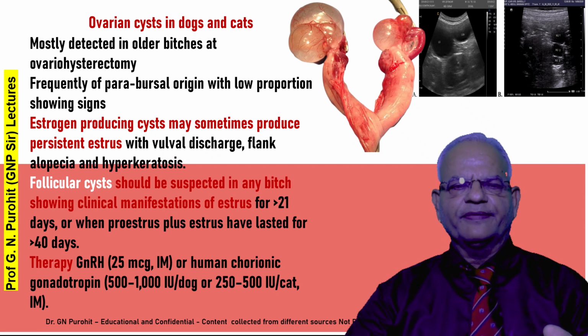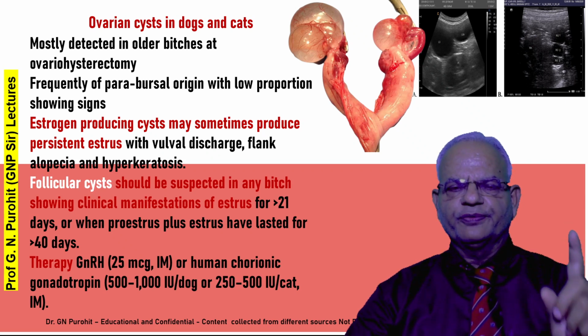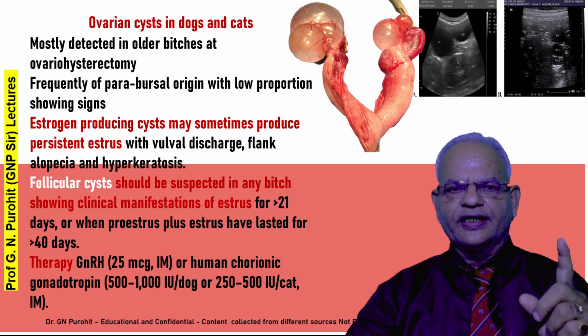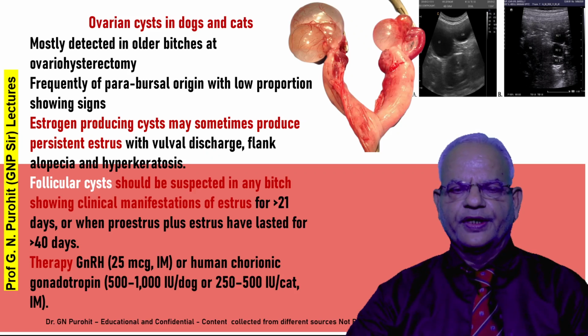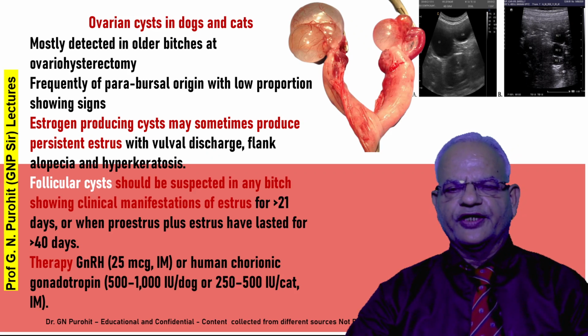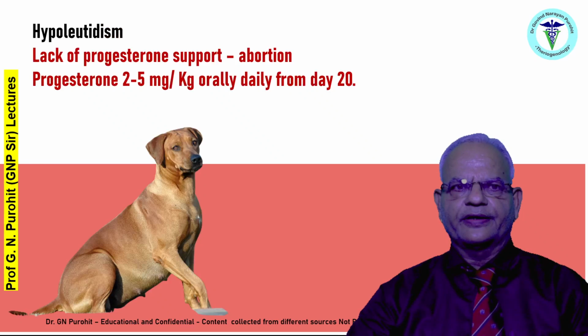Estrogen producing cysts may sometimes produce persistent estrus with vulvar discharge, flank alopecia, and hyperkeratosis. Follicular cyst should be suspected in any dog showing clinical manifestation of estrus for 21 days or when proestrus plus estrus have lasted for more than 40 days. The therapy would be GnRH, 25 microgram intramuscular, or HCG, 500 to 1000 international unit per dog, or 250 to 500 international unit per cat.